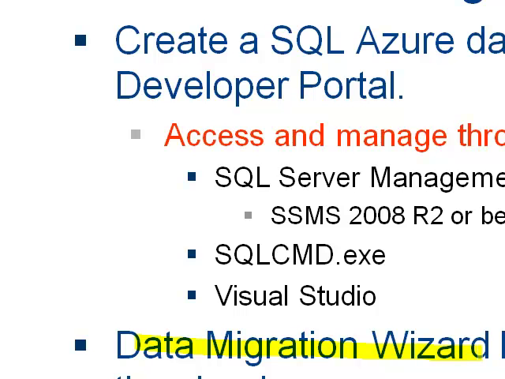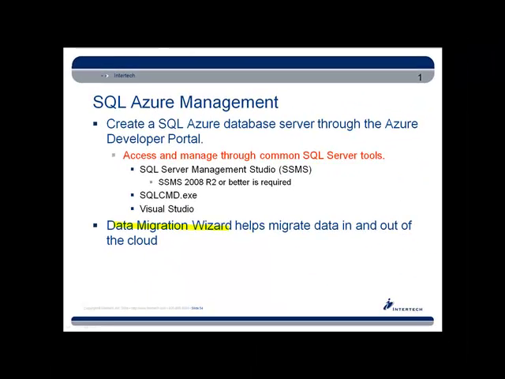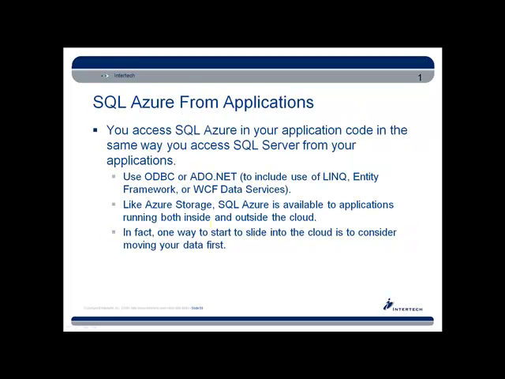This migration wizard will take a look at your schema and things like your stored procedures and what have you in SQL Server on-premise and tell you how to migrate that information and data into the actual SQL Azure cloud environment as well. From a code perspective, how do you access SQL Azure from our .NET code?